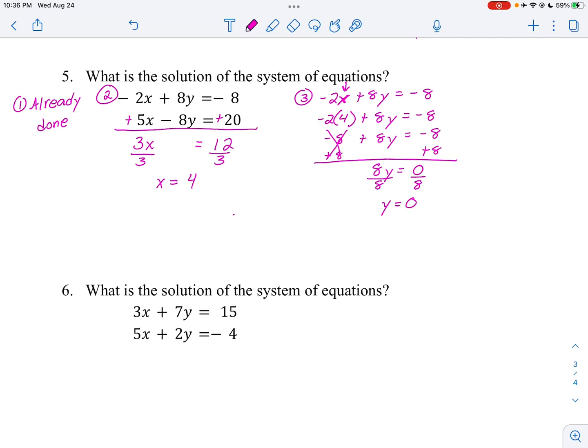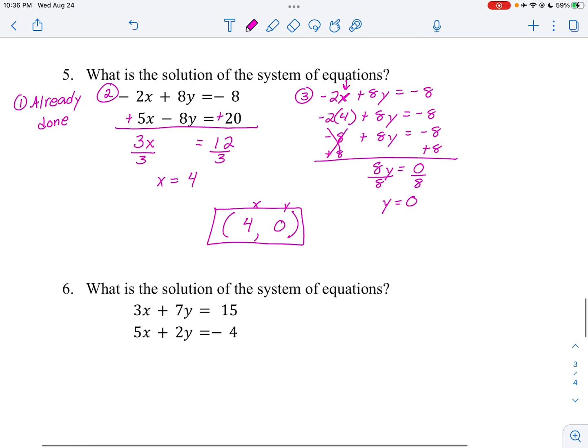There's no problem there. So our answer then, remember, x must come first, and x was 4. Then we have y, which was 0. And so that means if you were to graph those lines, they would cross at 4, 0. So that's our answer. Again, you can plug 4 in for your x, 0 in for your y, and it should equal negative 8 in the first equation, and it should equal positive 20 in the second equation.